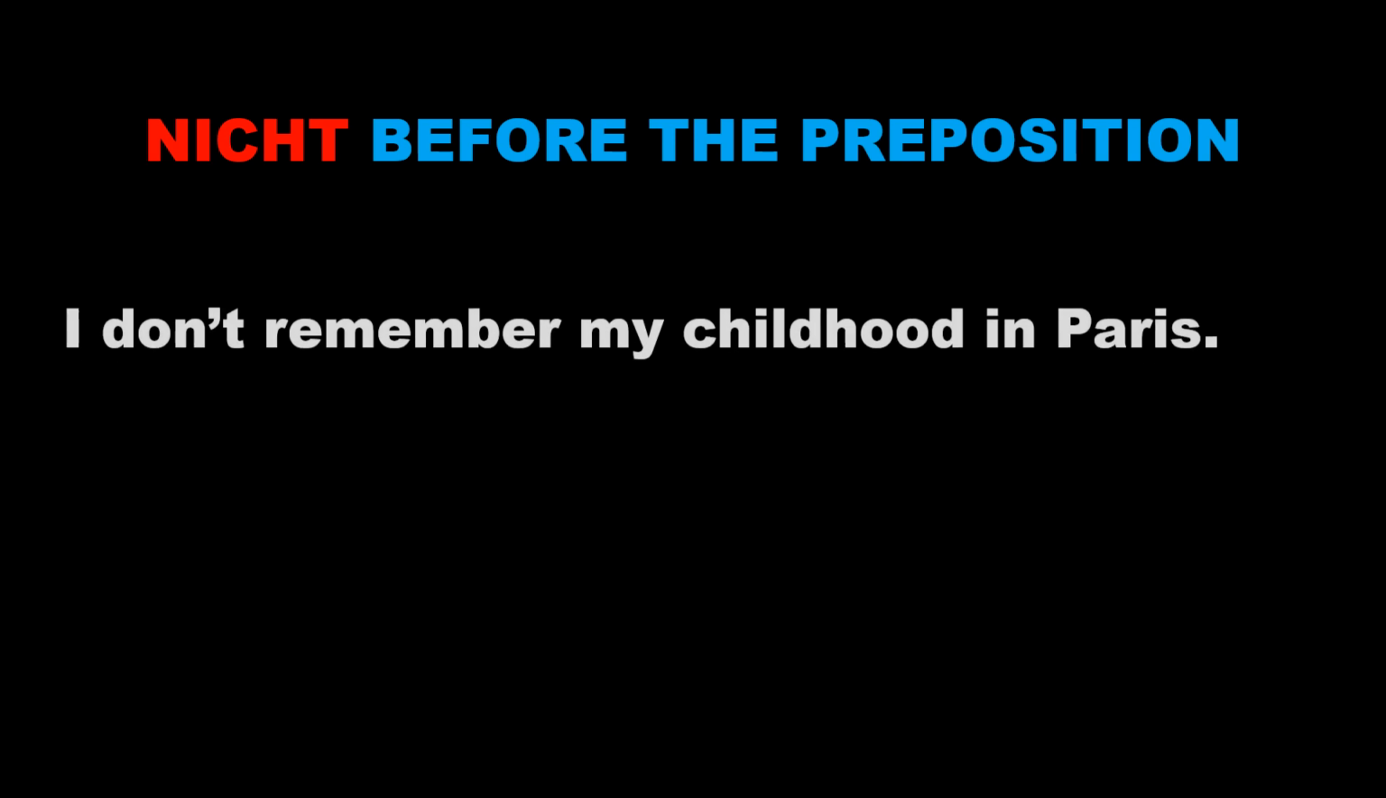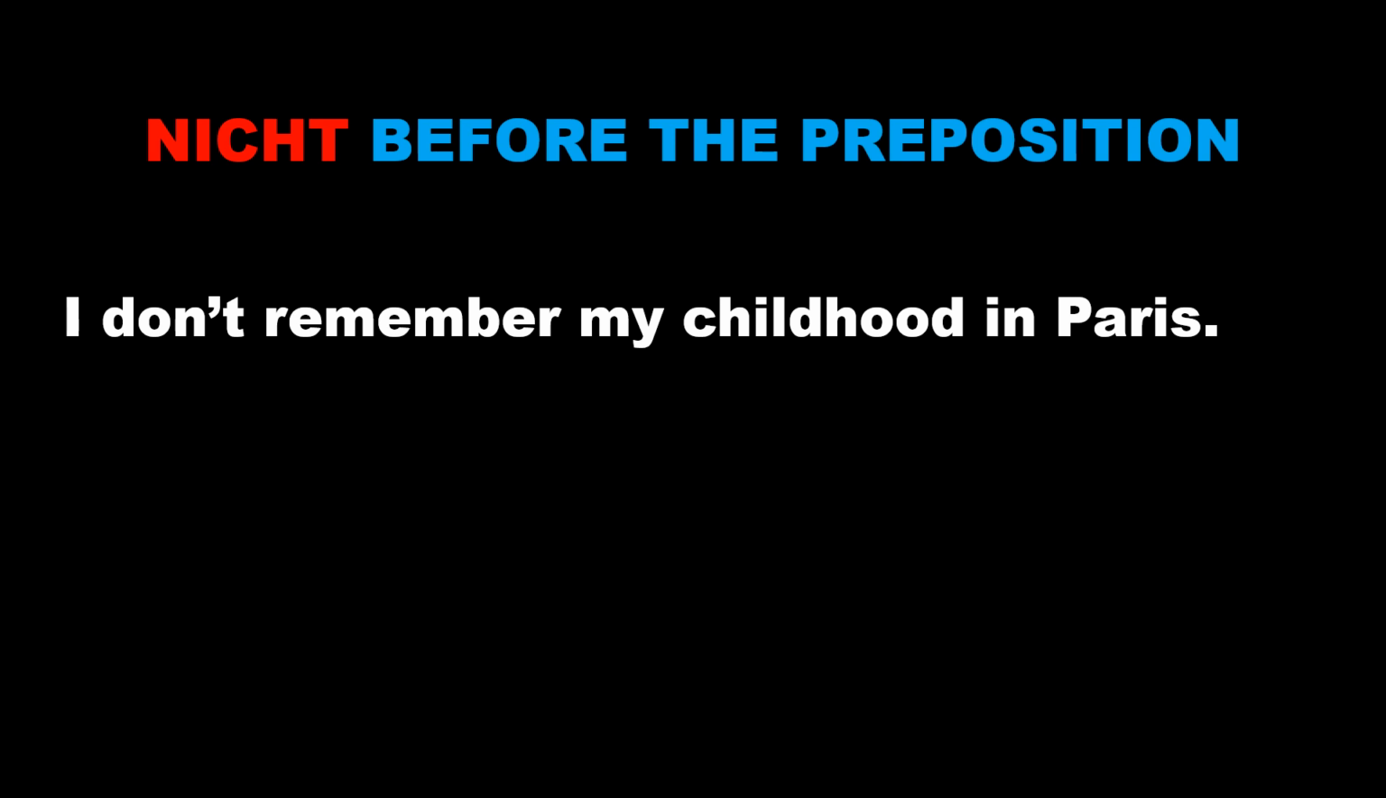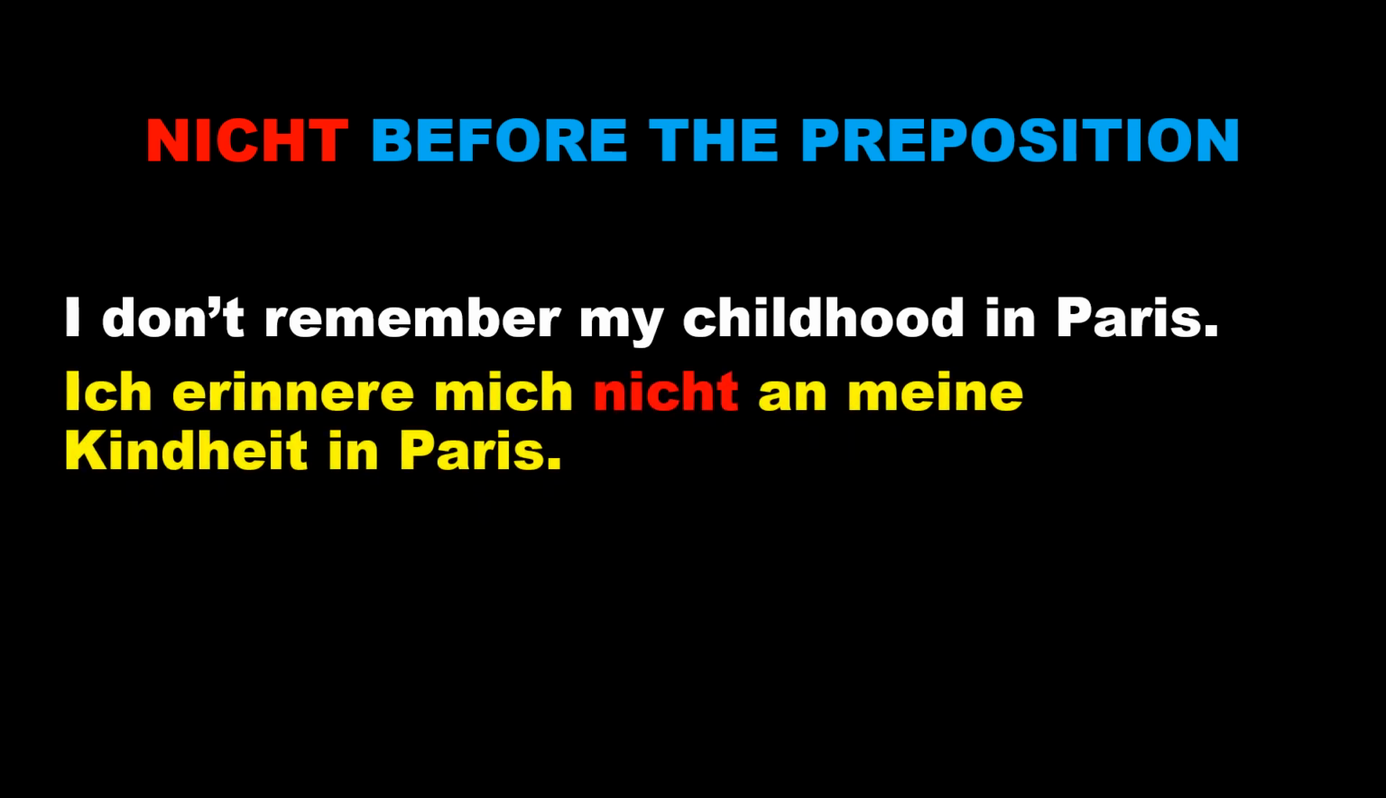Let's see the next scenario. Nicht before the preposition. Let's take a few examples. The first example here is, I don't remember my childhood in Paris. That is how we will translate it in German. Ich erinnere mich nicht an meine Kindheit in Paris. That is how we will translate it. Here you can see nicht is positioned before the preposition an.